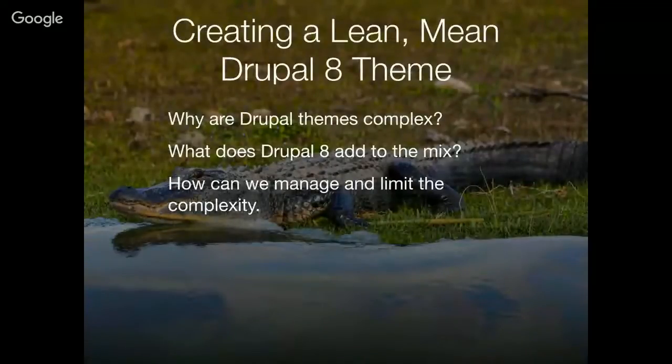And so what I'm going to talk about today is, first of all, why Drupal themes end up being so complex. Where does all of this complexity come from? Why do you have 100 templates on a website? That doesn't seem so complicated. What does Drupal 8 add to the mix? So now that Drupal 8's come out, how does that affect how we make themes? What are the new tools, and how should we deal with this? And finally, how can we manage and limit the complexity? So what can we actually do in our day-to-day work as themers to make sure that the themes that we're building, we're able to pass off to other people, and they won't hate us.